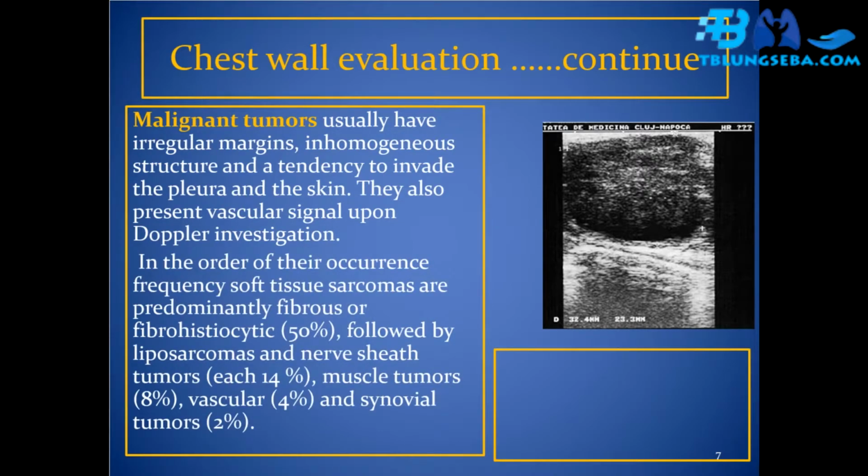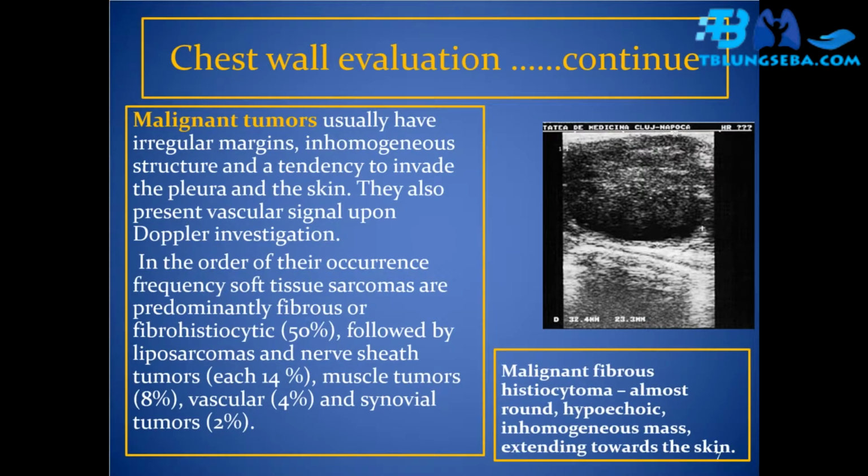In the order of their occurrence frequency, soft tissue sarcomas are predominantly fibrous or fibrohistiocytic, 50%, followed by liposarcomas and nerve sheath tumors, each 14%, muscle tumors, 8%, vascular, 4%, and synovial tumors, 2%. Malignant fibrous histiocytoma: almost round, hypoechoic, inhomogeneous mass, extending towards the skin.